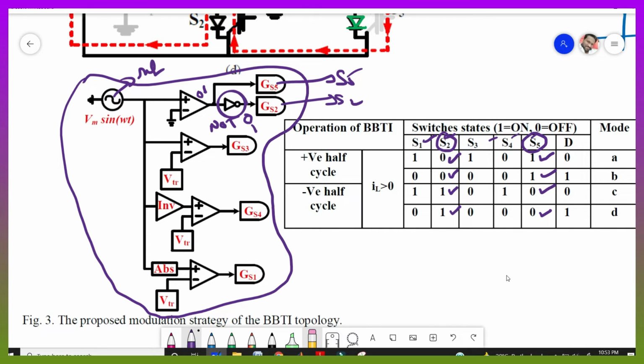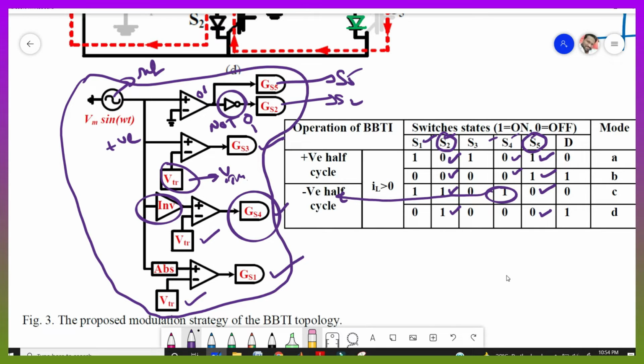So like this, take the reference wave the same for all, and here I am taking V_tr, meaning the triangular wave, that is nothing but the carrier wave, right? So we compare this carrier wave and this sine wave, and give switch pulses. But for switch S4 we are taking the invert symbol. Why? Because the S4 switch is on only in the negative cycle. This is the negative half cycle, right? So it is off in the positive half cycle. So whenever you have the invert, you will get the conversion of positive to negative. That's why I am taking the invert here.